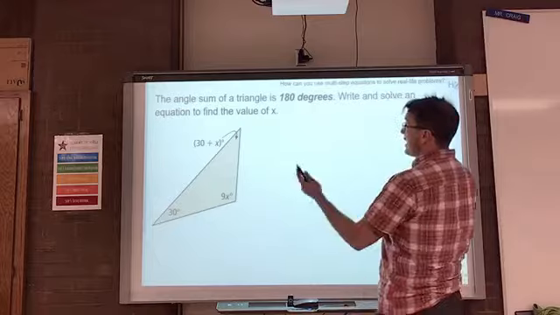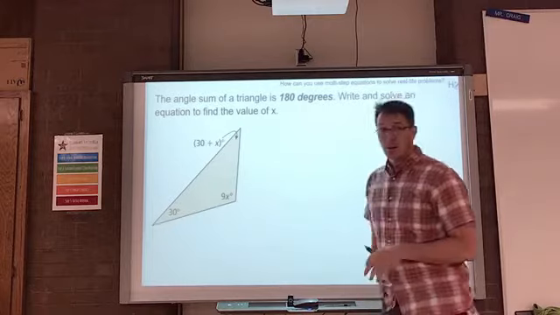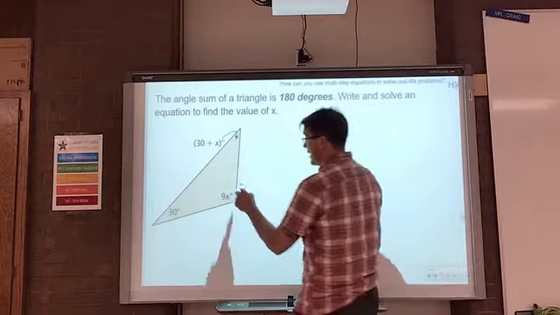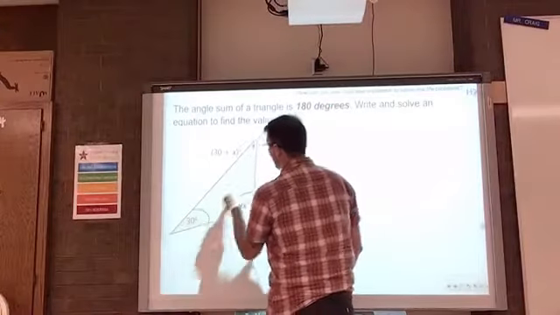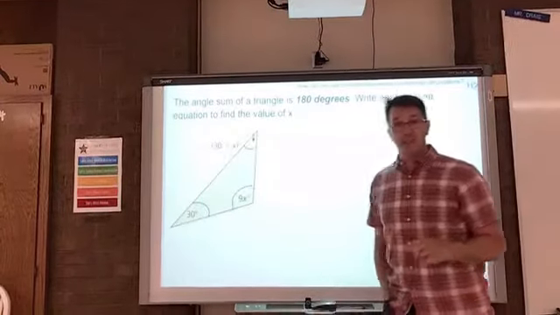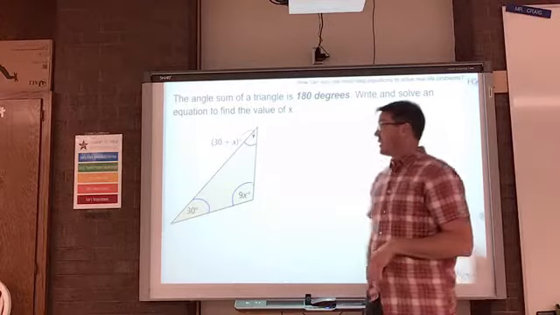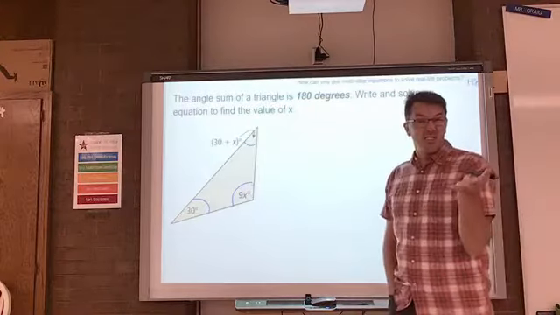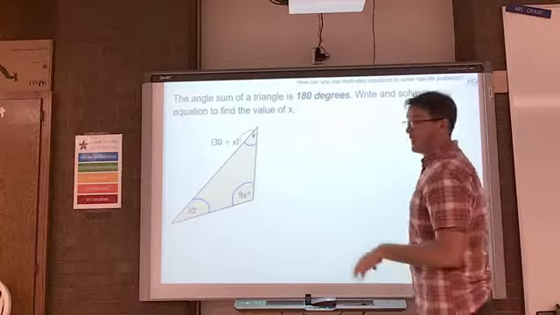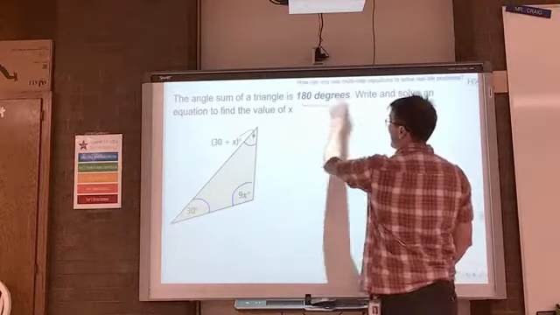So it says the angle sum of a triangle is 180 degrees. Hopefully you know that. What they're talking about there is that if I take all the angles inside of a triangle, no matter what kind of triangle it is, if it is a triangle, the sum of all the angles will equal 180 degrees. Hopefully you learned that in like the 5th grade, maybe 6th, I don't know. If you forgot, here's a reminder, it's 180 degrees.